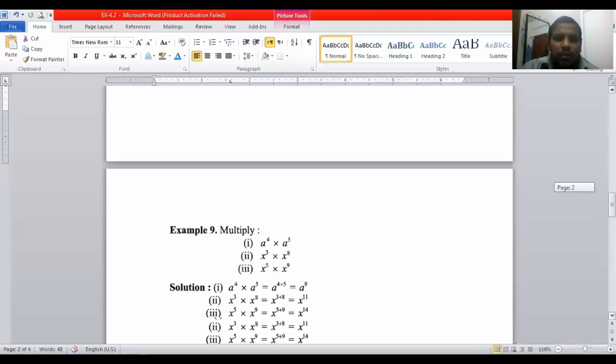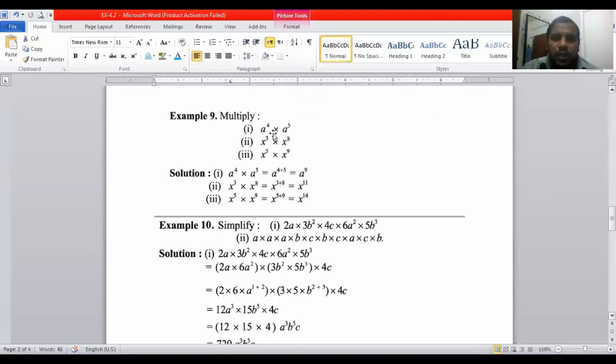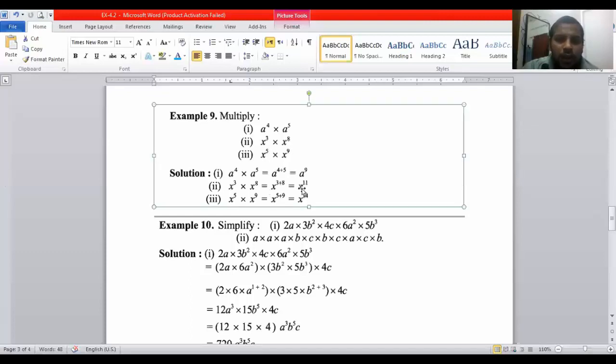Now it is a to the power 4 into a to the power 5. We just add the powers, 4 plus 5, it is a to the power 9. It is x cube into x to the power 8. We add the powers, it becomes x to the power 11. x to the power 5 into x to the power 9 becomes x to the power 14.